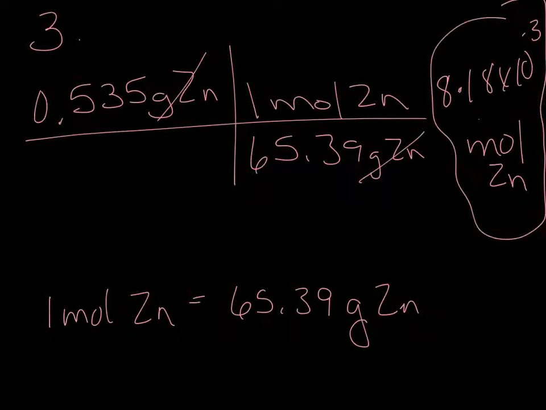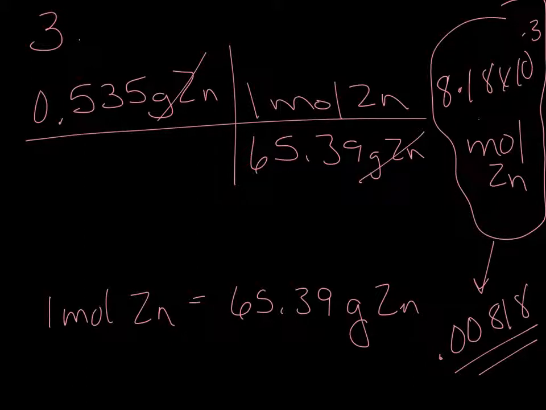And if we look at it in decimal form, it is 0.00818, which is a really small number. It's way under a mole, which is what we would have predicted. 0.535 grams is way less than 65 grams, and so we have way less than a mole. So that's how you convert grams to moles.